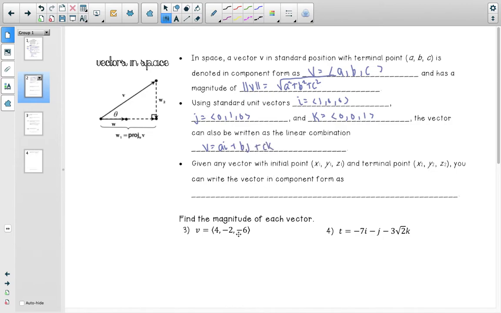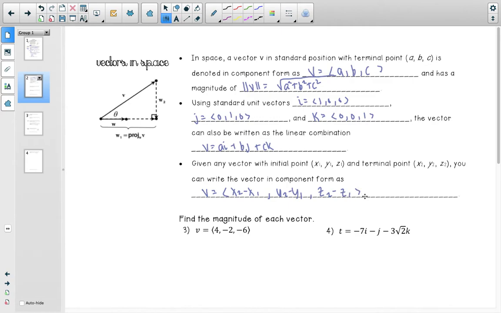Now, given any vector with the initial point (x1, y1, z1) and terminal point (x2, y2, z2), you can write the vector in component form like this. You can put parentheses around it. I'm not doing it. There's no point. That z and that 1 look the same.